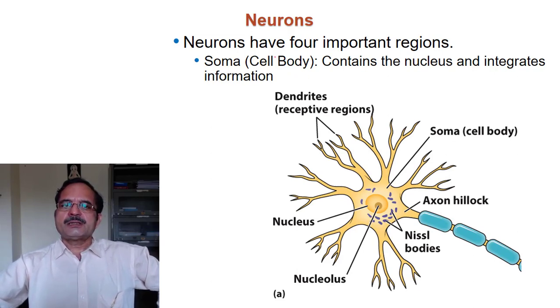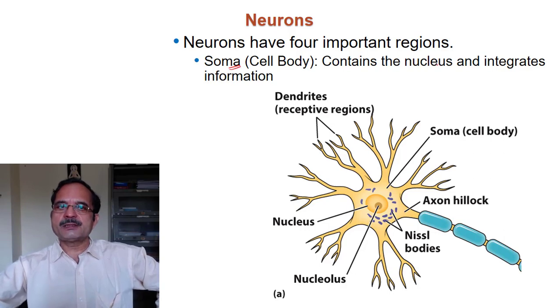As we have discussed, the body of the neuron is called the soma. It contains the nucleus and it integrates the information. So this is the soma that you see in the diagram. There is a nucleus, and dendrites.